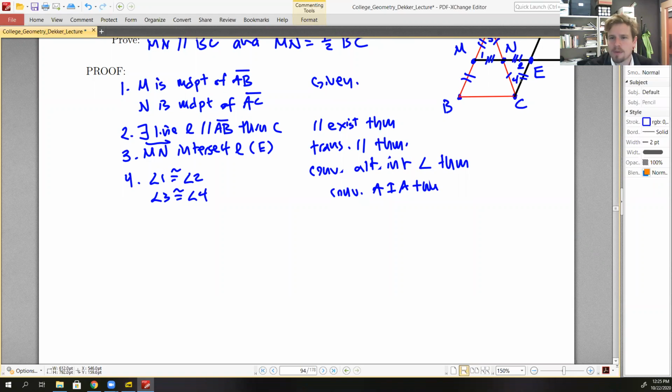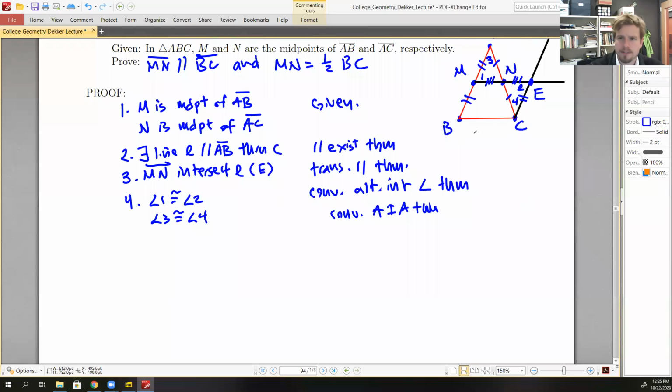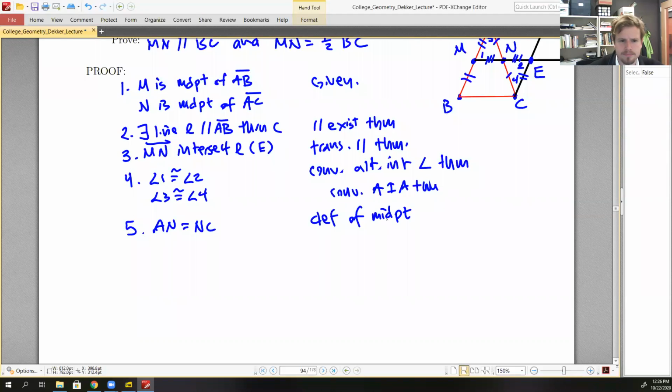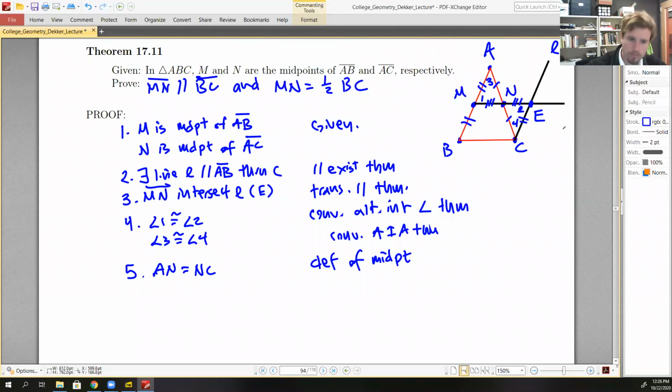All right, so once we had that, we also needed to note that the length from A to N is equal to the length from N to C because N is the midpoint of AC. So that gives us that AN is equal to NC because N is the midpoint. So this is just simply by the definition of midpoint.